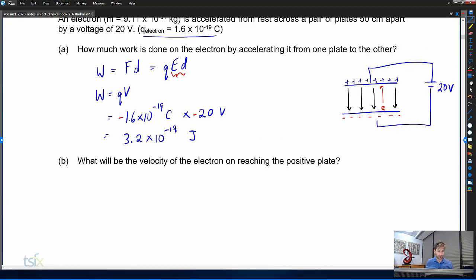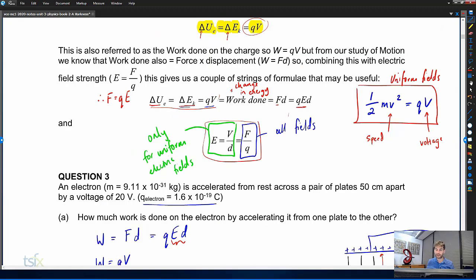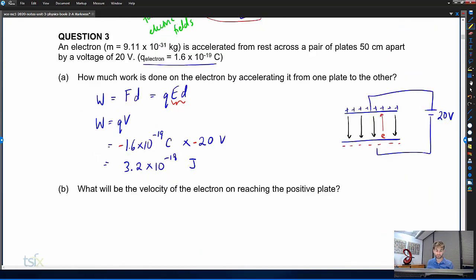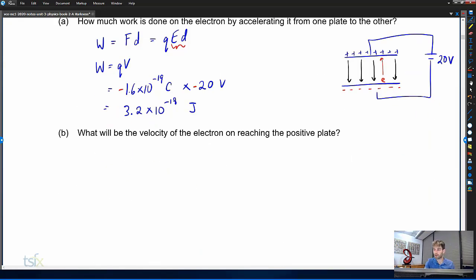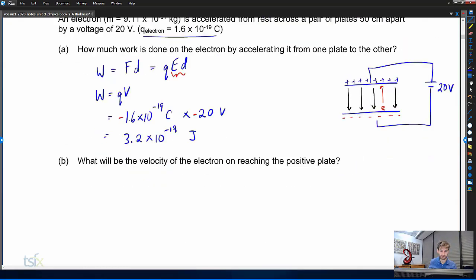Okay, so let's move through part B. What will be the velocity of the electron on reaching the positive plate? So this is where the equation up here, let's highlight up here, this equation that I introduced can be helpful. So we know then that, get back to blue, which I prefer for this.